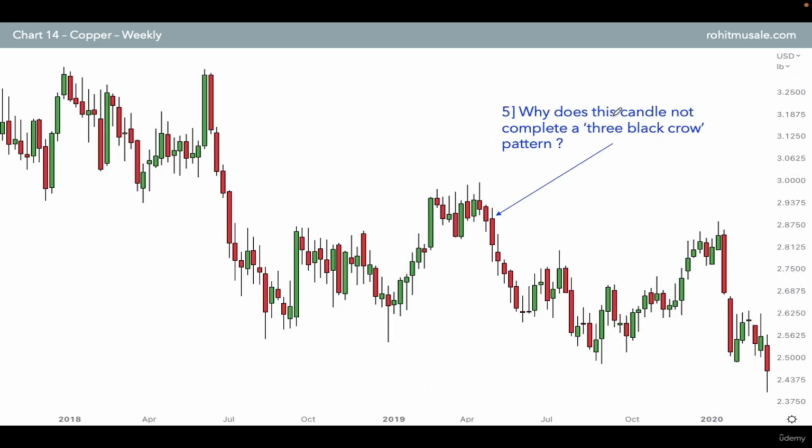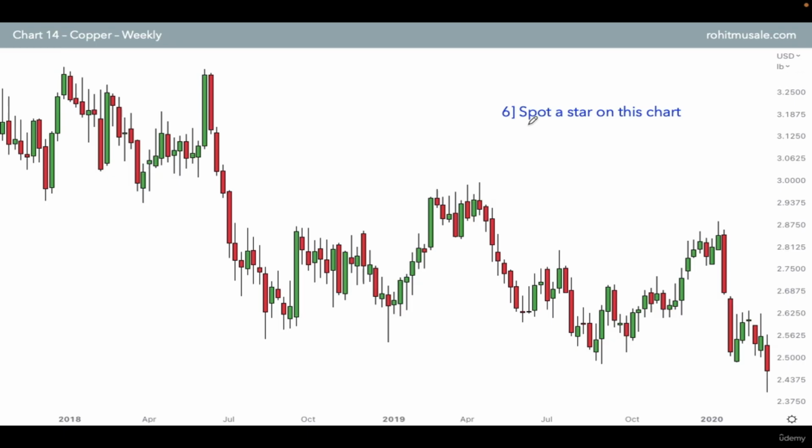Number 5, why does this candle not complete a three black crows pattern? Well, for a three black crows pattern, ideally, you need the three candles to open near their high and close near their low. You don't want much in terms of length of shadows. The smaller the shadows, the better it is for a three black crows pattern. In this case, there is an upper shadow, there is a lower shadow.